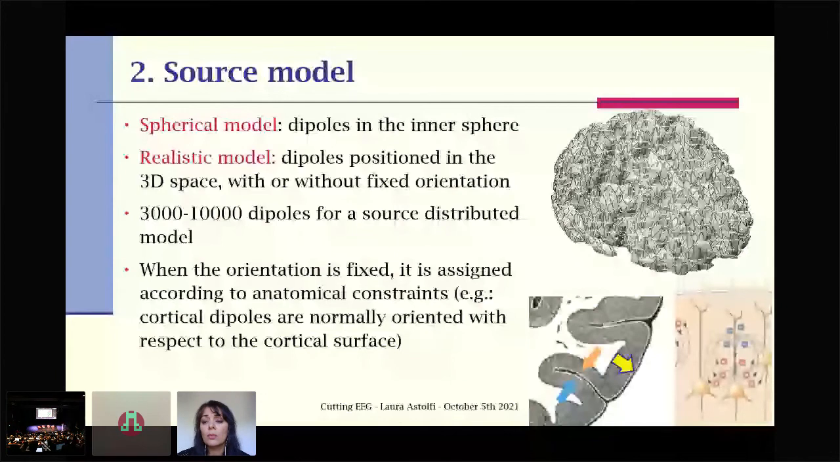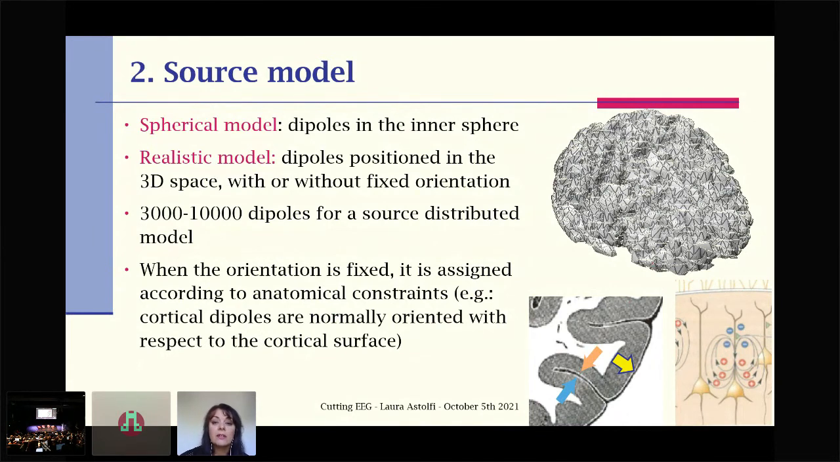How many dipoles can we put in the model? Again, it depends on the information we have about the geometry and on how detailed we want our solution to be. Usually the number of dipoles is between 3,000 and 10,000. These are typical values for these dipoles, which are distributed along the surface or also along the deeper regions.